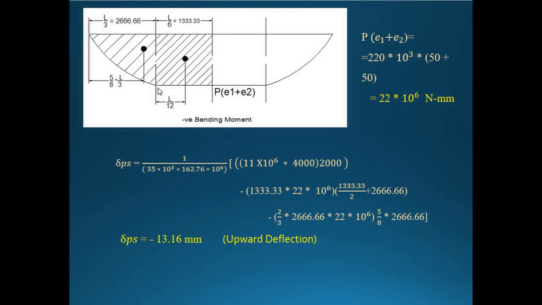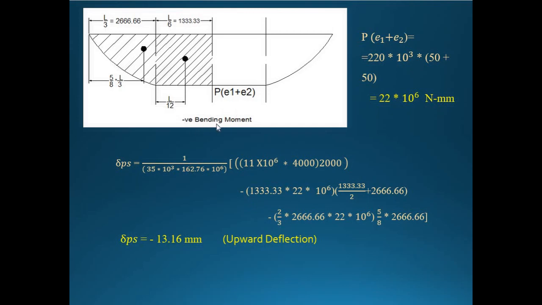So what is the maximum height? It is P into (E1 plus E2). I have substituted here 2 by 3 into the length, which is 2666.66. The area is over, and its centroidal distance should be measured from the support, so it is 5 by 8 into this length substituted. Be careful with the signs and don't forget to substitute these signs, as it's a negative bending moment.